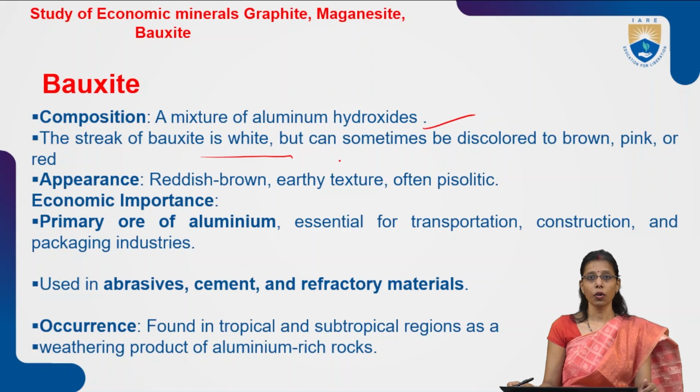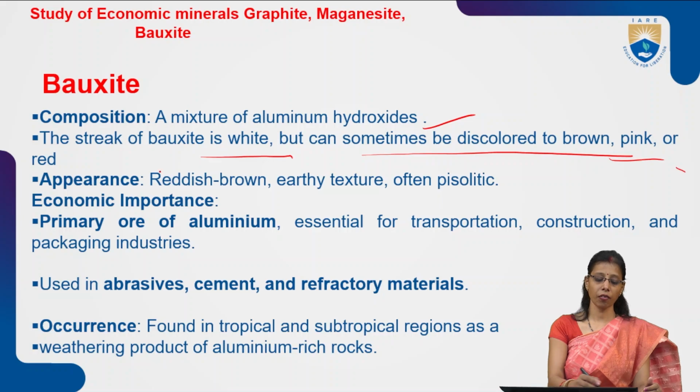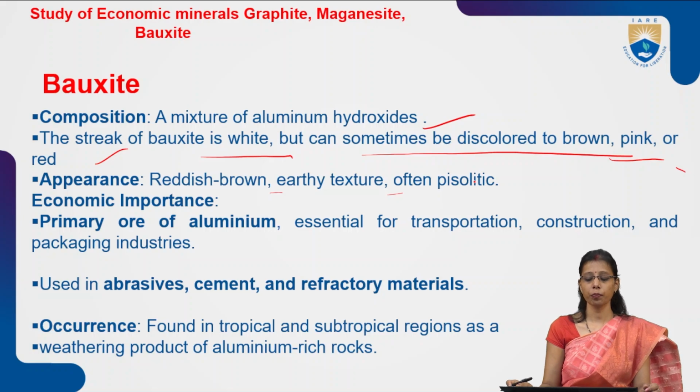So here also, whatever color it has, like a reddish brown earthy texture, finally the streak will be white in color. The streak of bauxite is white but can sometimes be discolored based on the impurities present, like brown, pink or red if the iron content is higher in the bauxite. Now the appearance is reddish brown with an earthy texture, and often it is pisolitic.